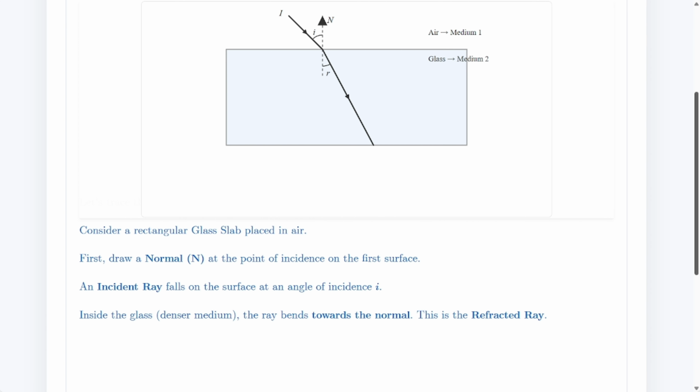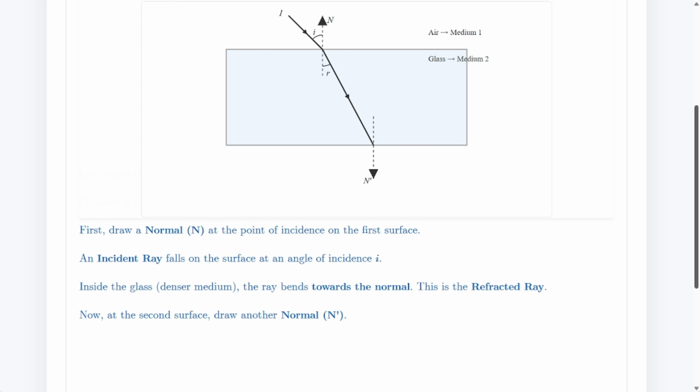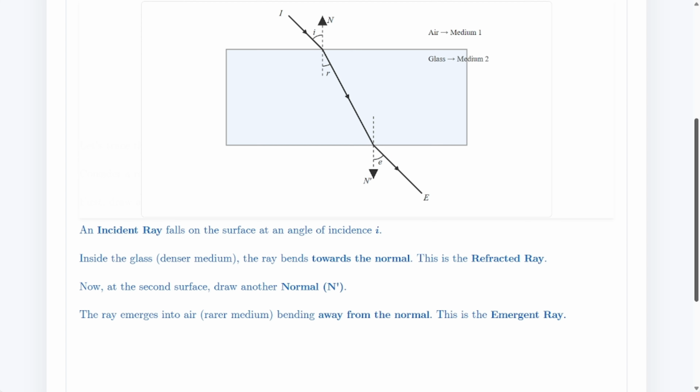Inside the glass, which is a denser medium, the ray bends towards the normal. This is the refracted ray. Now, at the second surface, draw another normal N dash. The ray emerges into air, a rarer medium, bending away from the normal. This is the emergent ray.